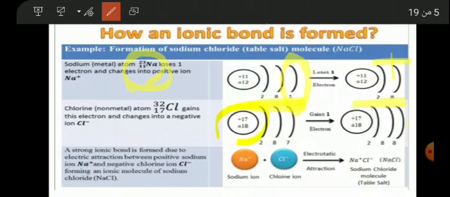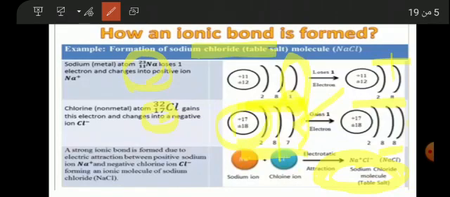Chlorine has 17 electrons, so the configuration will be 2, 8, 7. It will gain 1 electron to complete the outermost energy level with 8 electrons, so the configuration will be 2, 8, 8. So the reaction between the positive ion of sodium and the negative ion of chlorine forms sodium chloride, and the bond between them is ionic bond.